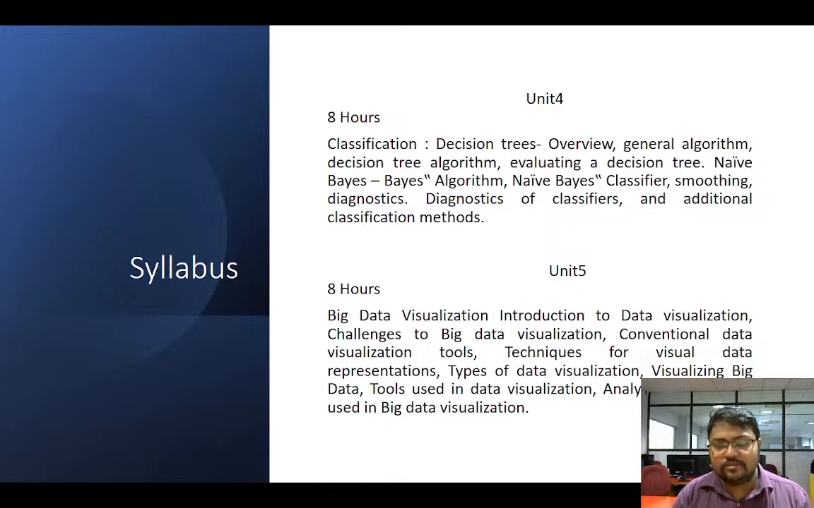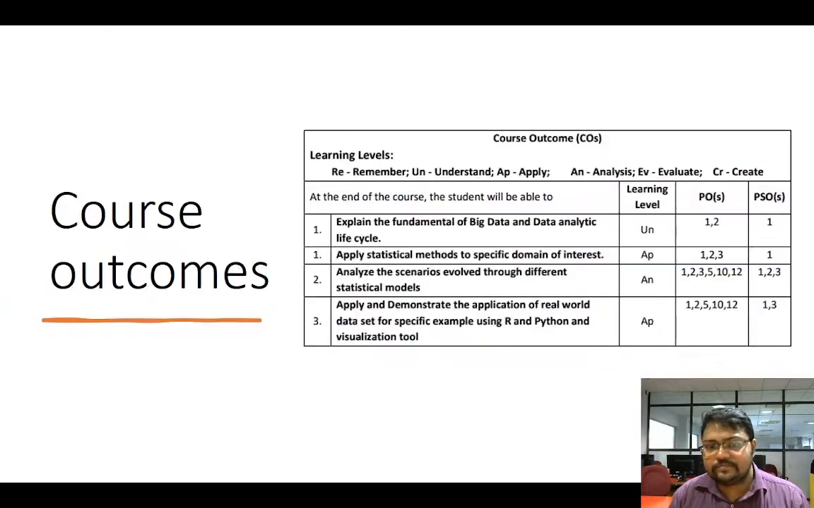Here we take you through introduction to data visualization, challenges which occur when we are doing this data visualization, conventional data visualization tools, and then types of data visualization, tools used in data visualization, and analytical techniques used in big data visualization. So here these 5 units are in the syllabus.